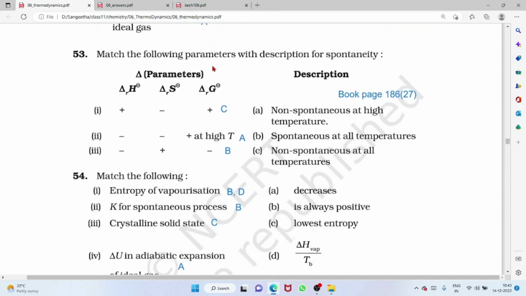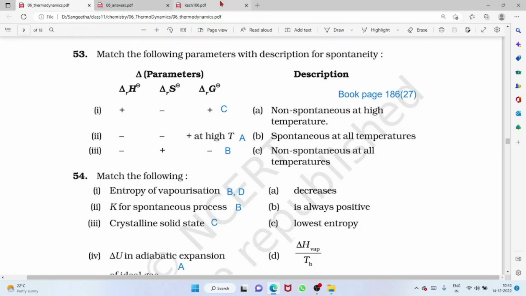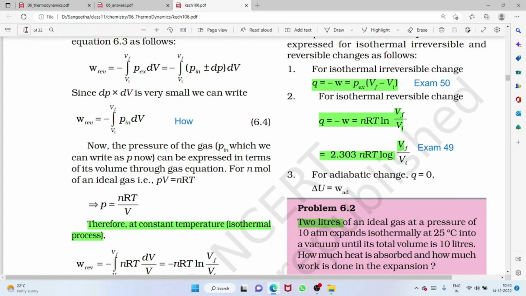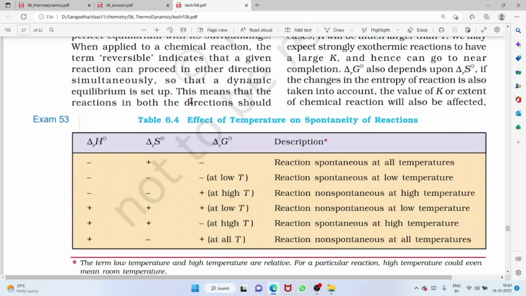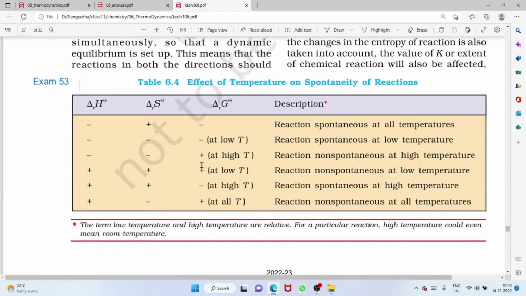Match the following parameters with the description for the spontaneity. One is C, non-spontaneous at all temperatures. So this is also given in the book. 2A, non-spontaneous at high temperature. 3 is spontaneous at all temperatures. See, from this table they are given.